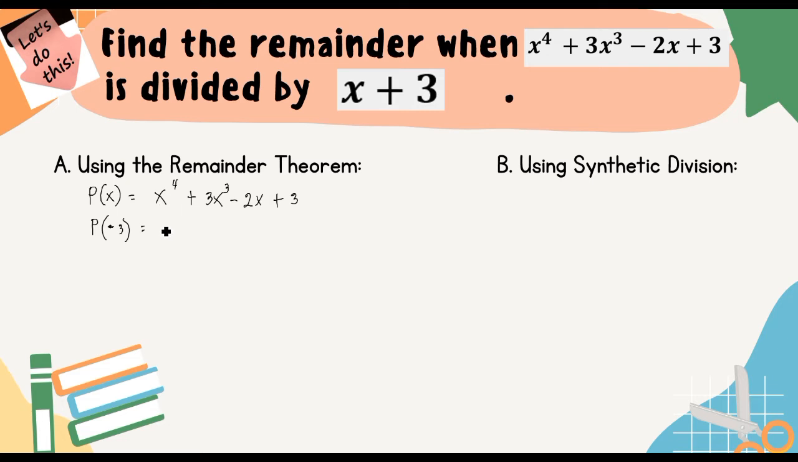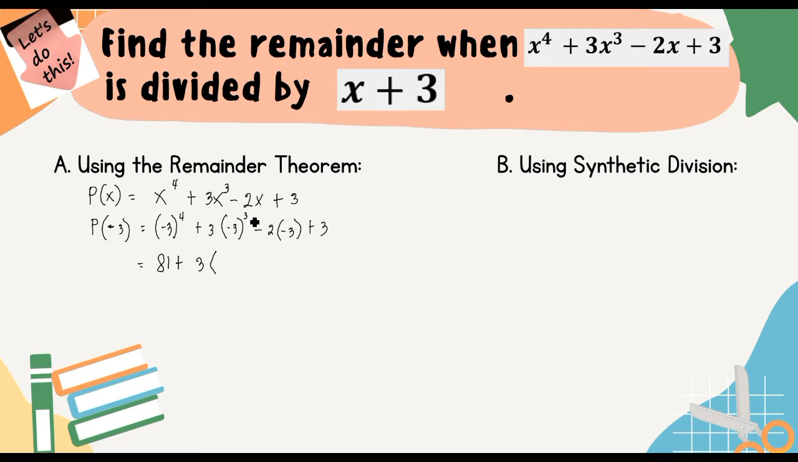Okay, so papalitan din po natin yung x natin. Negative 3 raised to 4 plus 3 times negative 3 cubed minus 2 times negative 3 plus 3. Then we will have negative 3 raised to 4. 3 times 3 is 9. 9 times 3 is 27. 27 times 3 is 81. So, dalawang negative times negative is positive. Positive times negative is negative. Negative times negative is positive. So, magiging positive 81.